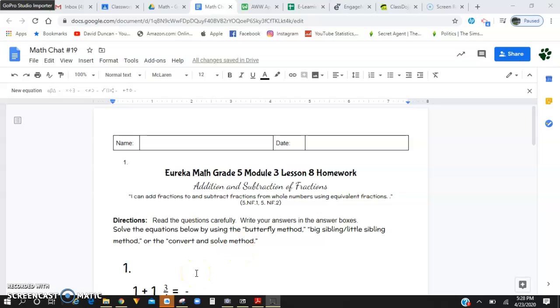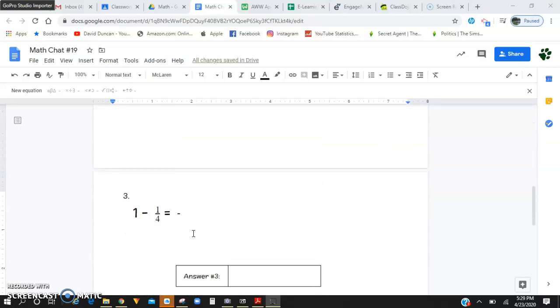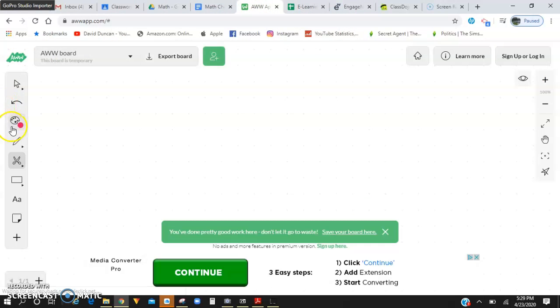I'm going to start by only doing a subtraction problem for you because I feel the big sibling, little sibling method is one that you have pretty concretely established. If you have problems with it, don't be afraid to message me and I can help you out. But I'm going to jump down here to number 3. That's the problem I'm going to solve with you today. So I'm going to jump over to my whiteboard. We have 1 minus 1/4.